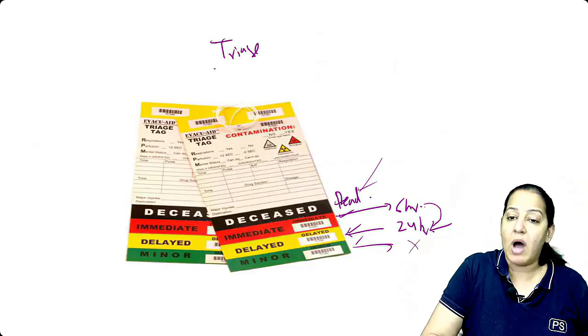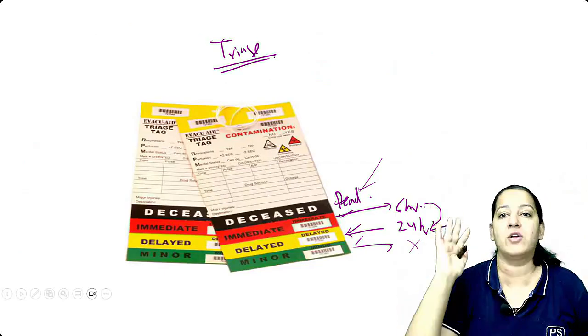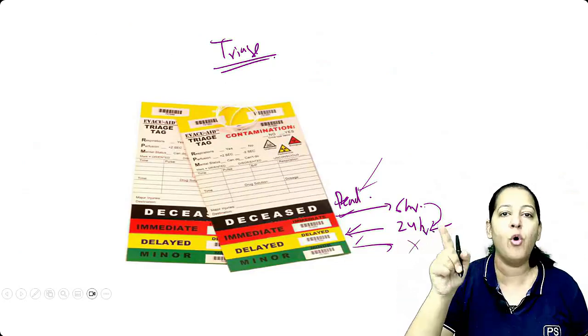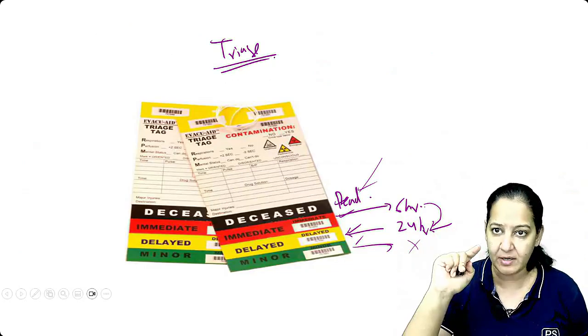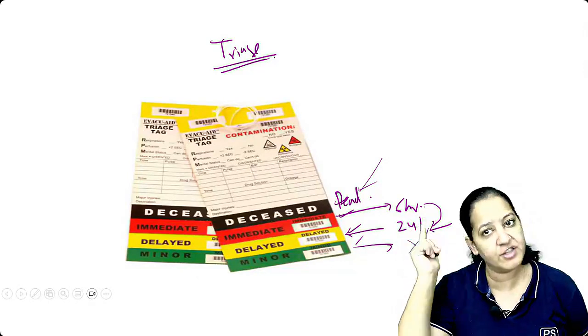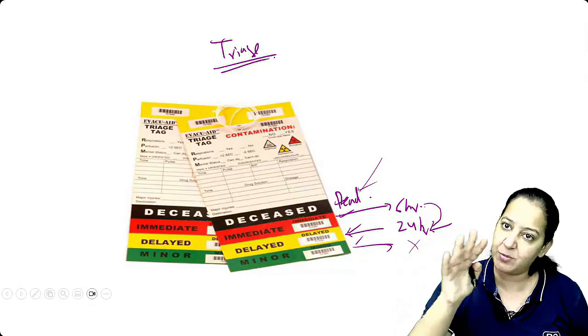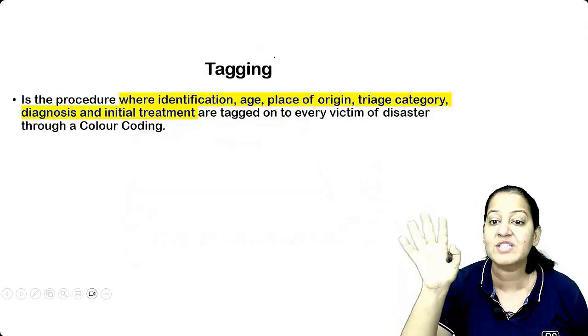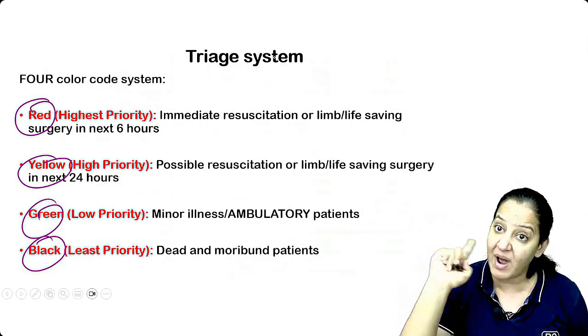So after doing triage, allow the patients to go inside the hospital. Now there are no queues. All the red people have to be shifted into OT, the yellow ones in the ICU, the green ones in the wards, and the dead ones in the mortuary. So you know which patient has to be shifted where. There will be no chaos. This is known as triage and tagging.